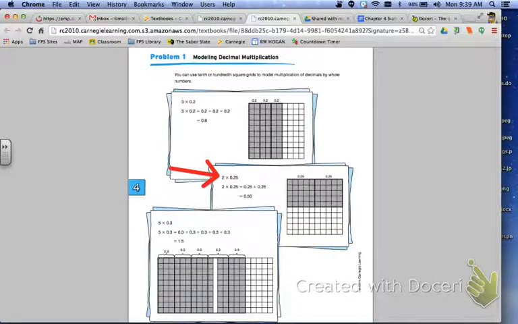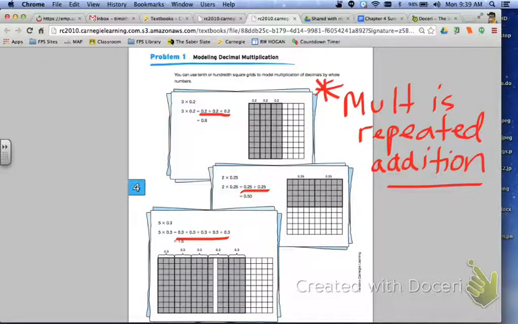In the second example, we have 2 times 25 hundredths. So we have 2 equal sized parts of 25 hundredths shaded in for a product of 50 hundredths. And finally, in the last example, we have 5 times 3 tenths. We have 5 equal sized parts with 3 tenths shaded in for a product of 1 and 5 tenths.